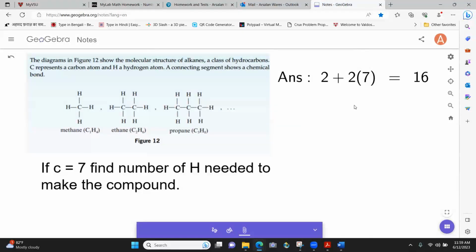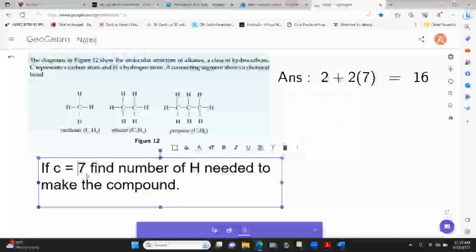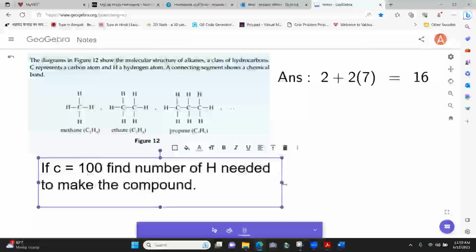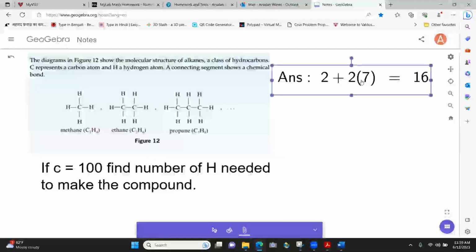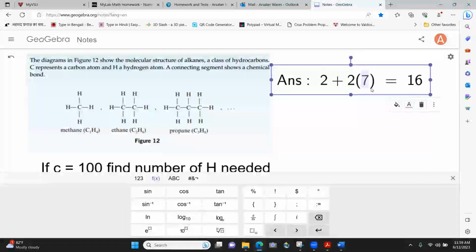Now you might say, oh, I'm just going to draw it. Well, what if I make this 100? You won't have time to draw it. How would that change this answer? Well, easy. Just replace it with 100, and this is going to be 202.